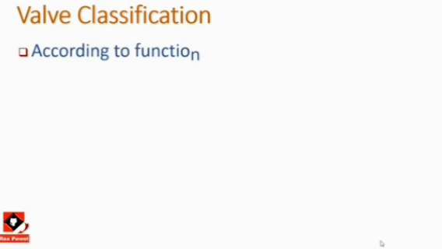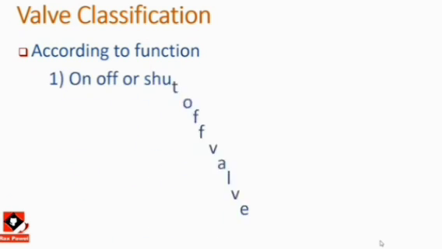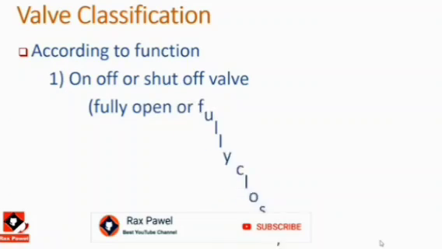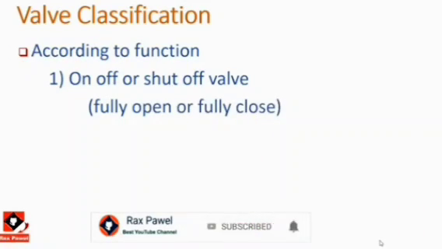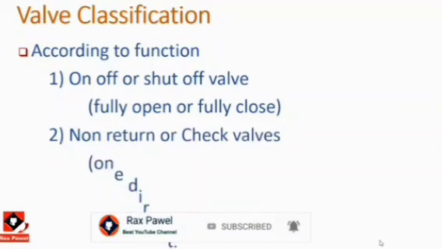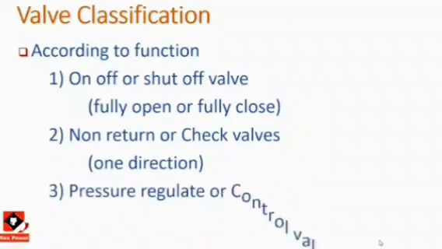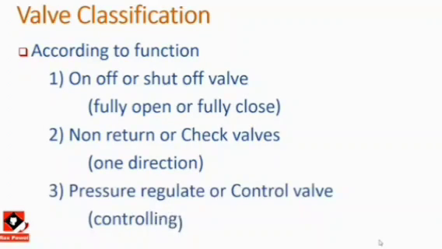The first one is according to function. It means how the valve is going to affect the process or how it changes the flowing fluid. So first here we have on-off or shut-off valves. They allow flow by fully opening or stop it by fully closing the valve. Then non-return valves or check valves. They allow flow in only one direction. And finally pressure regulating or control valves. They are used to control the flow.